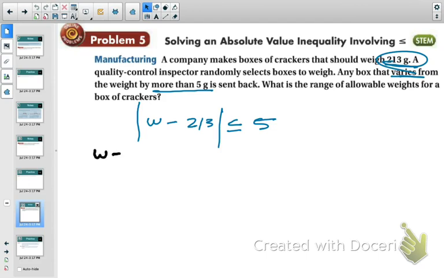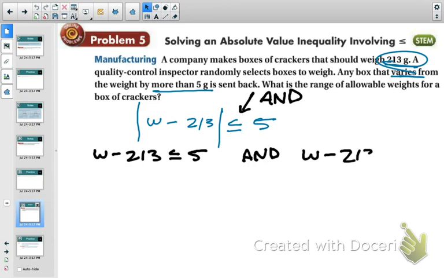So W minus 213, I'm going to keep the first one the same, less than or equal to 5. And this is an AND problem now, because it's less than. And then we have, and W minus 213 is greater than or equal to negative 5. So we switch it to negative, and then we have to flip the sign. Okay, all right, and then we just solve.